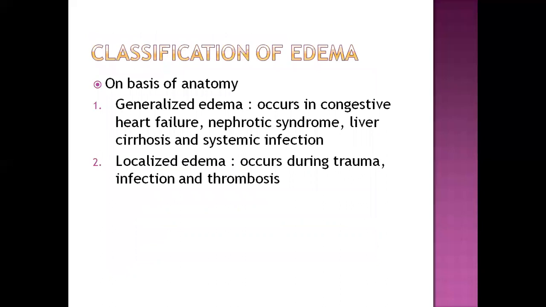Edema can be classified on various categories. First is on the basis of anatomy. There is generalized and localized edema. Generalized edema occurs in congestive heart failure, nephrotic syndrome, liver cirrhosis, and systemic infection, whereas localized edema is mainly seen in infection, trauma, and thrombosis.